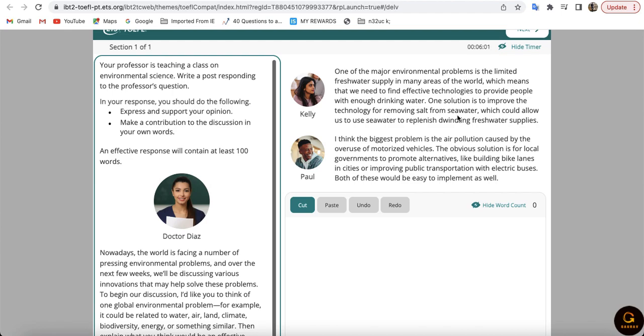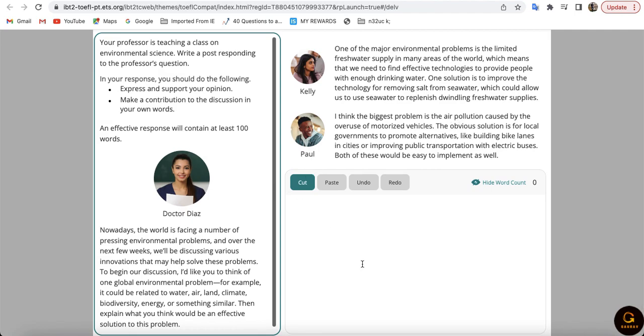The main motive here is to identify a problem, then support your position. So here the problem is environmental problems. It could be land, air, water, groundwater, fresh water, anything. So what Paul says is, I think that the biggest problem is air pollution. So Paul is targeting the air pollution caused by the overuse of motorized vehicles. Okay, he has given the reason. So see what he's done. He identified the problem, then he gave the reason why this problem is happening.